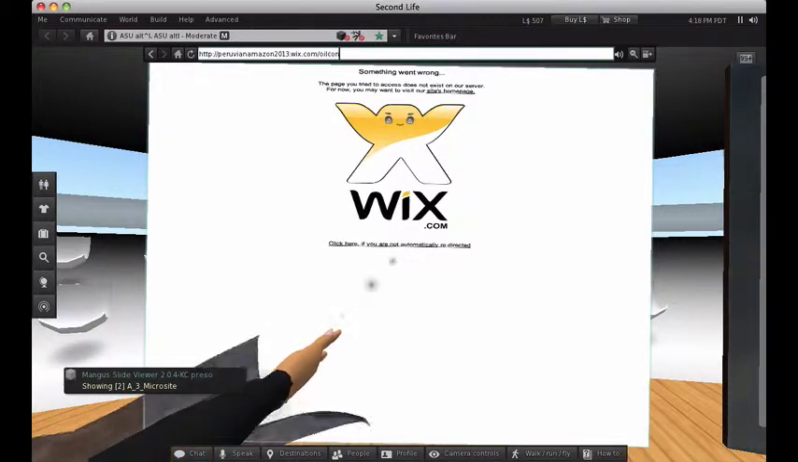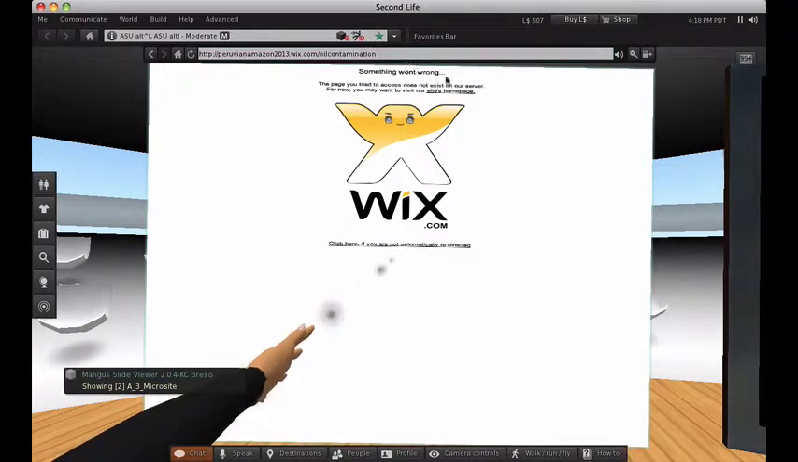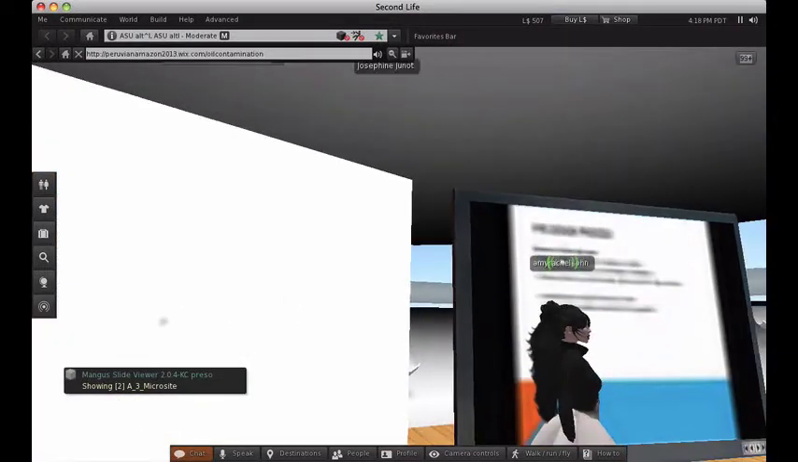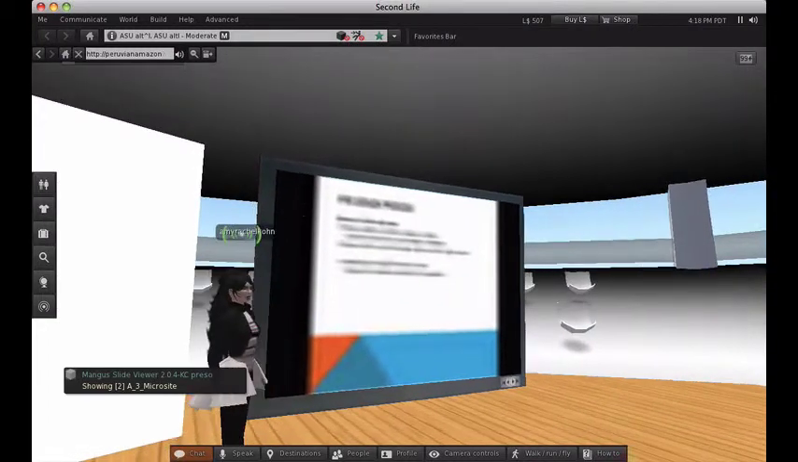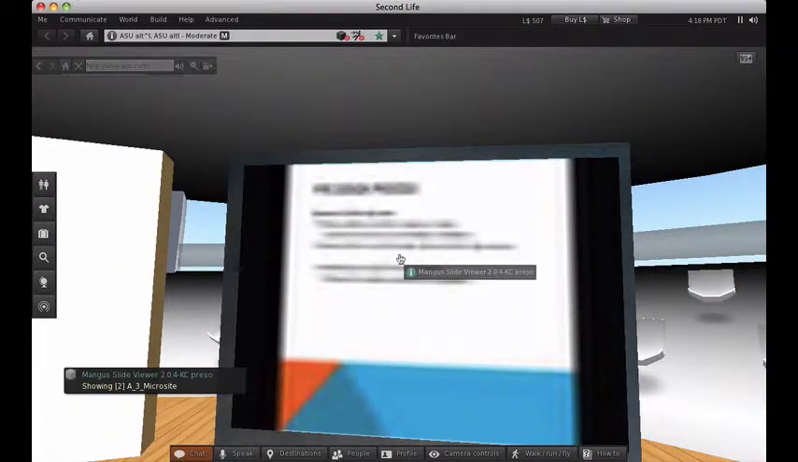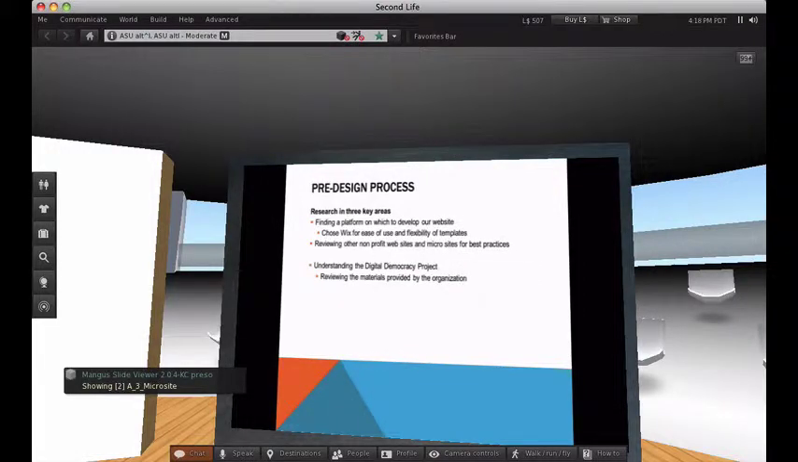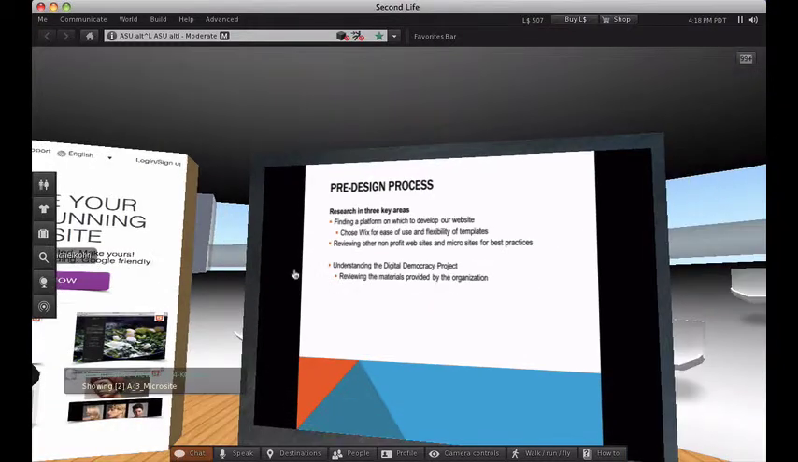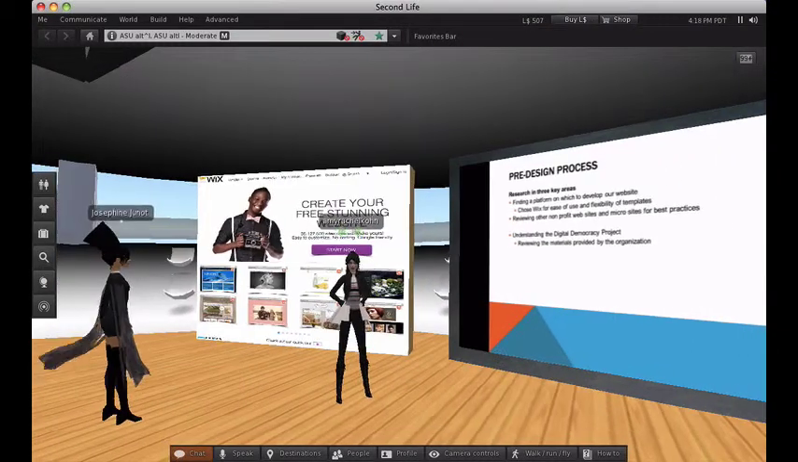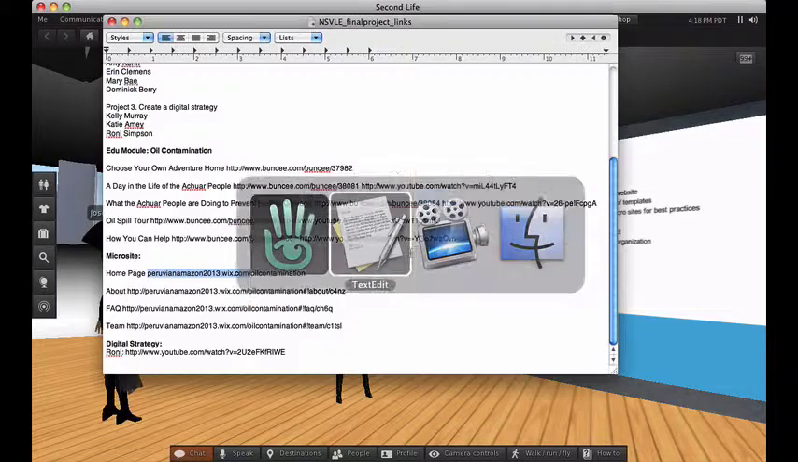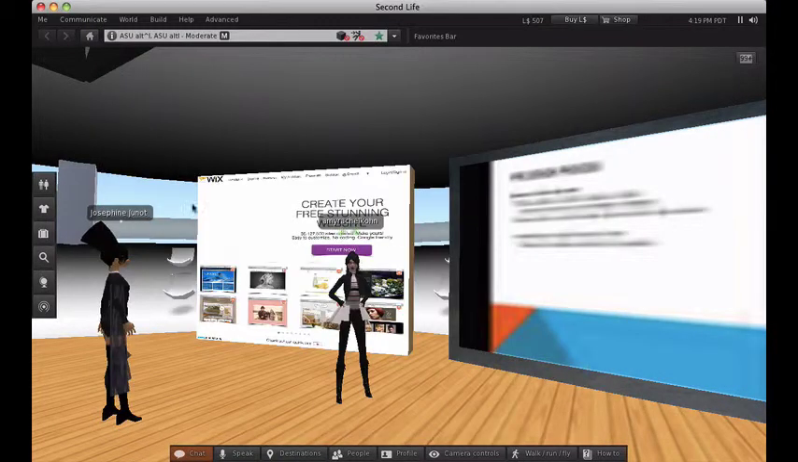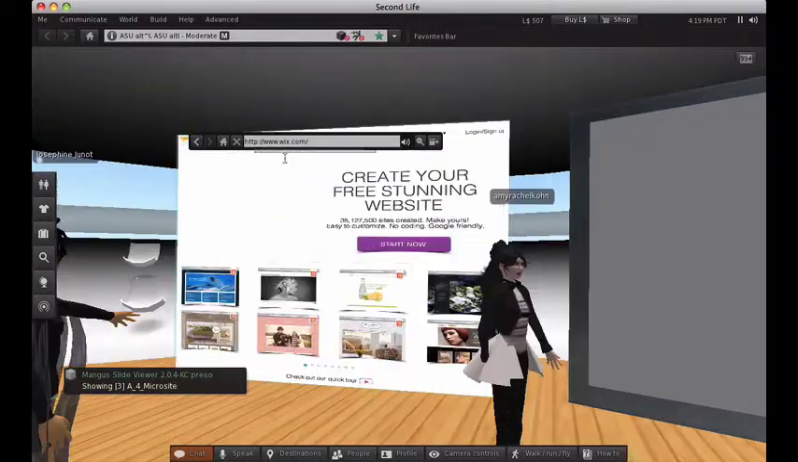So in order to figure out what we were going to do, we had a pretty clear process. In pre-design, we researched three key areas. The first was we wanted to find a platform where we could develop our website, and we chose Wix because it was easy to use and had very flexible templates. We also wanted to review other nonprofit websites and get some ideas on microsite best practices. And finally, we wanted to understand Digital Democracy and their objectives, which we came to understand through a meeting with them and talking with them. We'll talk a little bit more about that going forward.